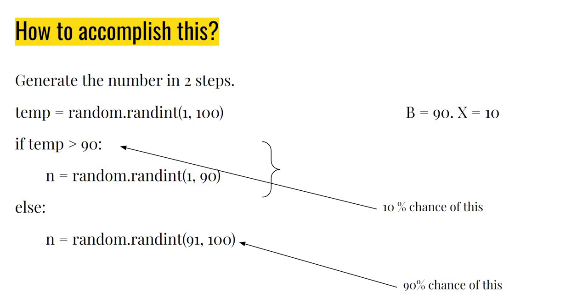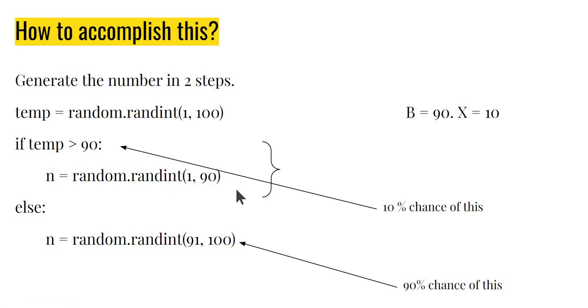If I just generate the number in 2 steps. Remember in my class, I just look random.random, say 1 to 100. But what I will do now is that I'll say, okay, let me first generate a number called temp, let's say again between 1 and 100. I put a condition that if temp is more than 90, then go and generate the second number, which is the one that we are going to use, between 1 and 90.